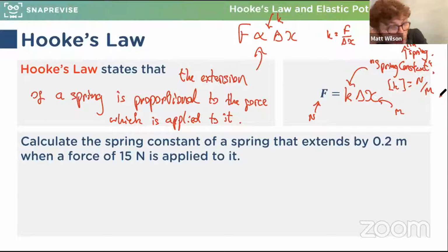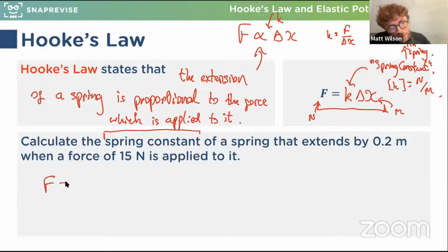And the example we're going to look at is just an example of using Hooke's law. Okay, so it says calculate the spring constant k of a spring that extends by 0.2 meters when a force of 15 newtons is applied to it. Okay, well, if you're asked about the spring constant, then immediately you should remember that the definition of the spring constant is this. So we know straight away F equals kx, and we're probably going to have to use this formula to find this thing.